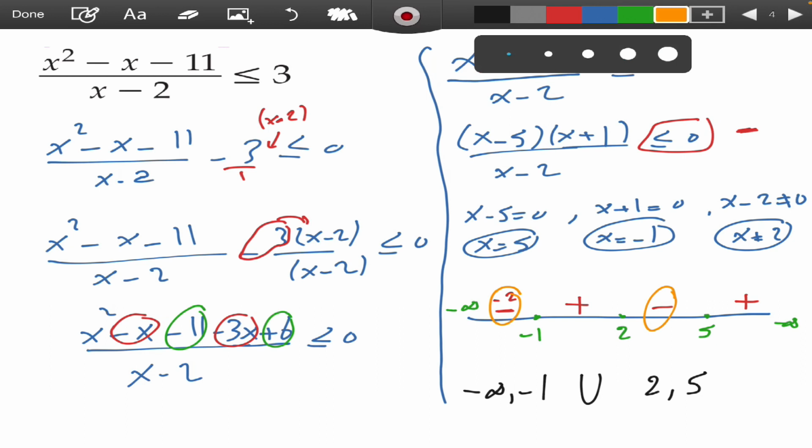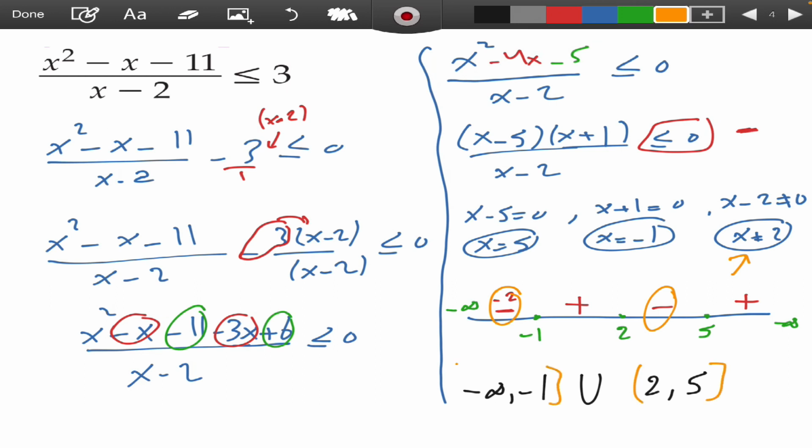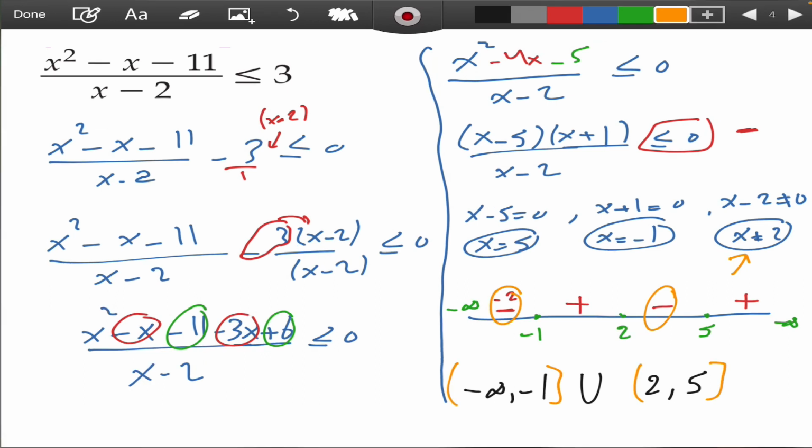According to the parentheses closed or open, just take care about this. At x equals 2, don't close it because it's in the denominator. So at 2, open bracket, otherwise closed bracket, and at infinity, definitely it's an open bracket.